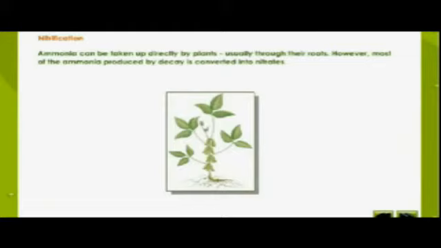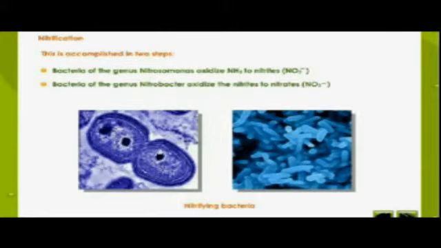Nitrification. Ammonia can be taken up directly by plants, usually through their roots. However, most of the ammonia produced by decay is converted into nitrates. This is accomplished in two steps. Bacteria of the genus Nitrosomonas oxidize NH3 to nitrites, NO2 negative. Bacteria of the genus Nitrobacter oxidize the nitrites to nitrates, NO3 negative. These two groups of autotrophic bacteria are called nitrifying bacteria.